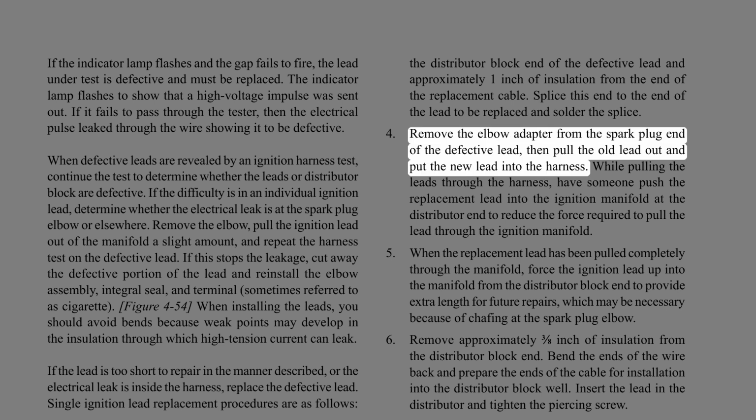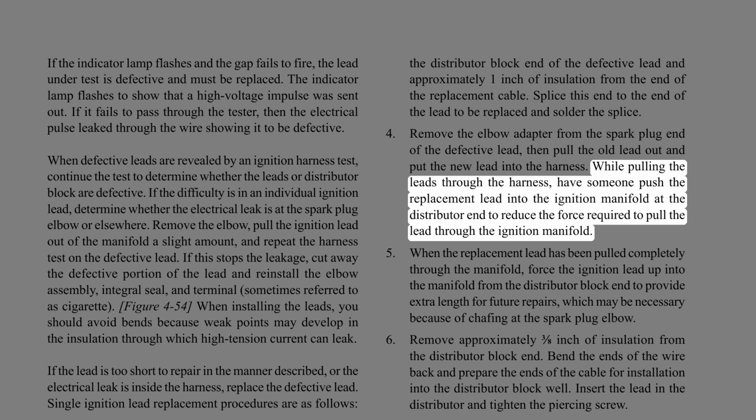Remove the elbow adapter from the spark plug end of the defective lead, then pull the old lead out and put the new lead into the harness. While pulling the leads through the harness, have someone push the replacement lead into the ignition manifold at the distributor end to reduce the force required to pull the lead through the ignition manifold.